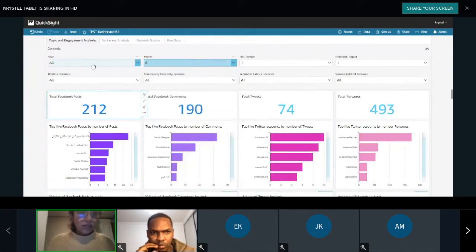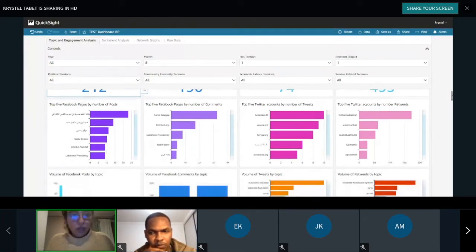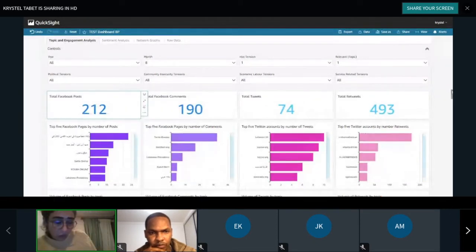I chose August, and the year is going to be 2021 because it's the same data set from that time. What we're looking at here, this partner wanted to look at Twitter and Facebook. We have other partners that look at Twitter, Facebook, YouTube, and some Instagram as well, but we haven't tried with Instagram yet, but we're working on it. And now we have YouTube, Twitter, and Facebook. On this dashboard specifically, we only have Facebook and Twitter.